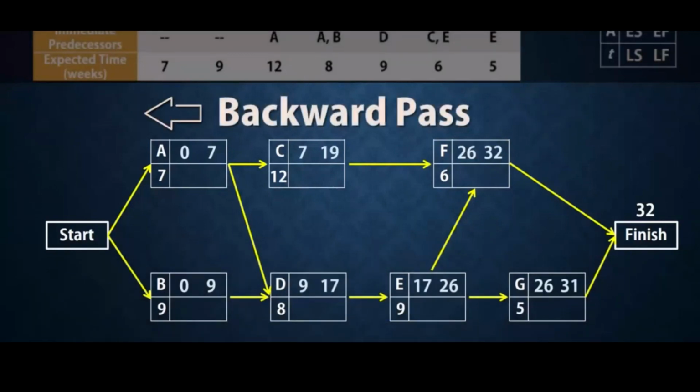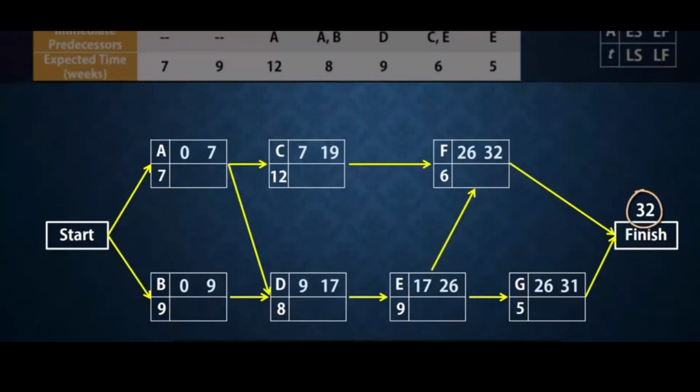Let's do the backward pass. Since the project completion time is 32 weeks, the latest finish times for the activities at the finish node, F and G, have to be 32. That is, F and G cannot be completed in longer than 32 weeks. Next, we obtain the latest start times by subtracting the activity times from the latest finish times. For G, the latest start time will be 32 minus 5 to give 27. For F, the latest start time will be 32 minus 6, and that gives 26.